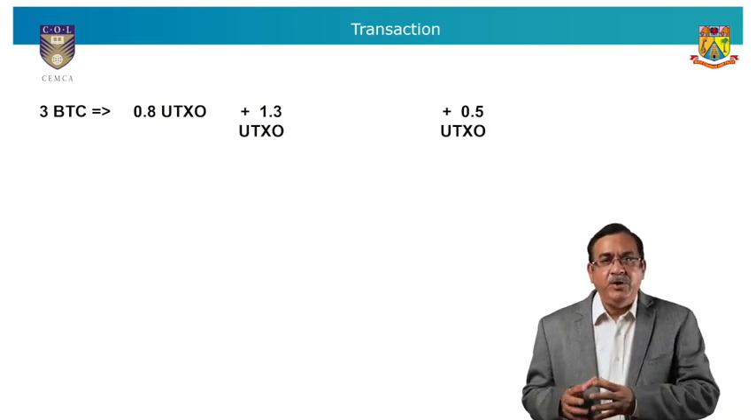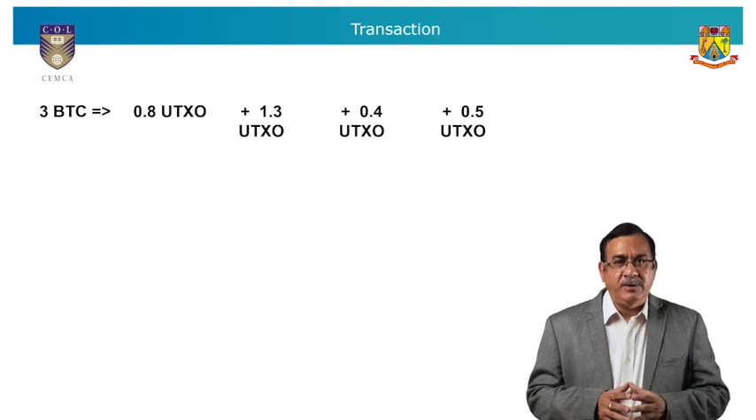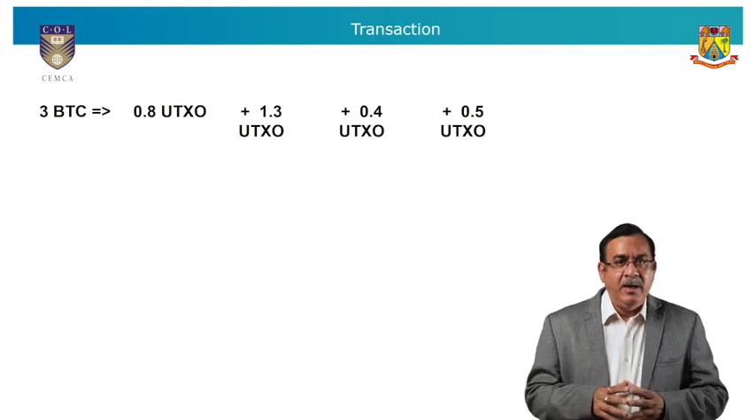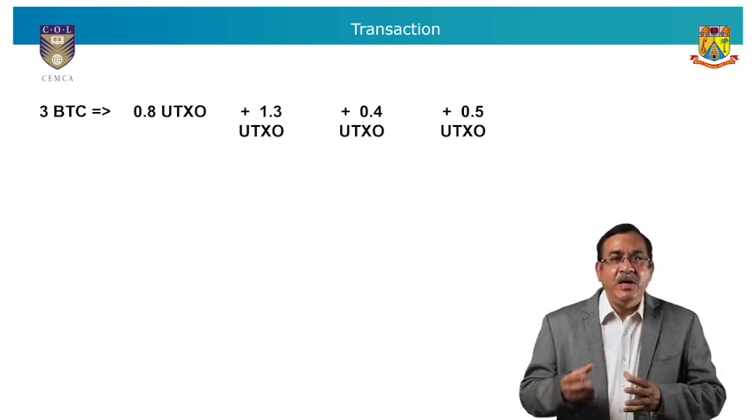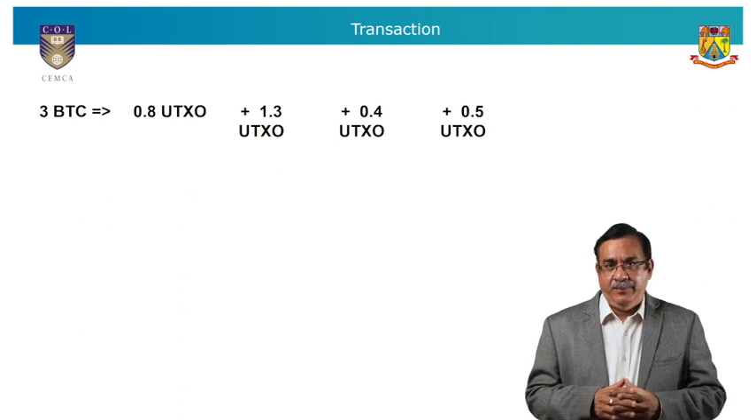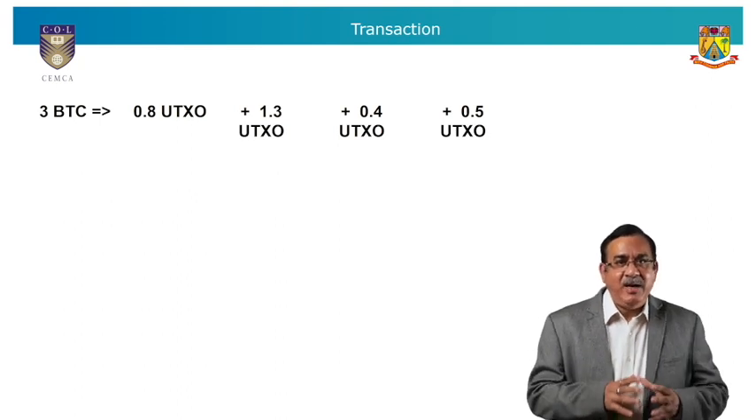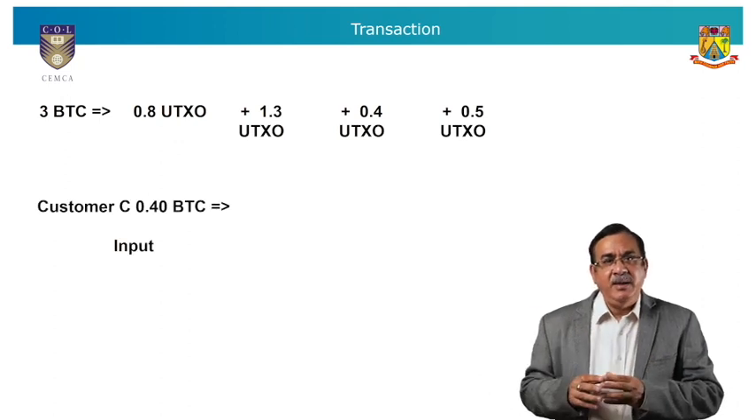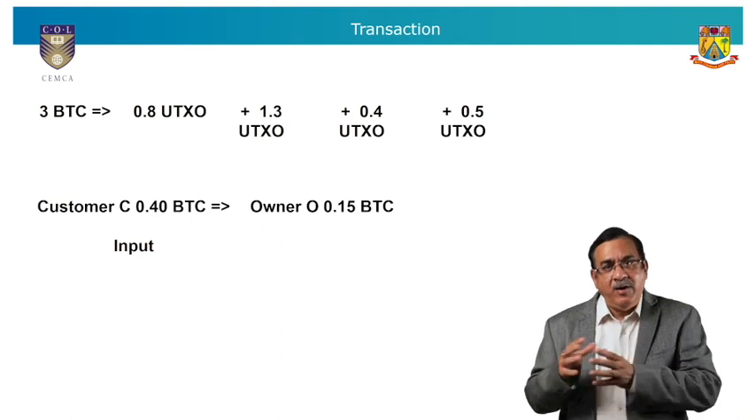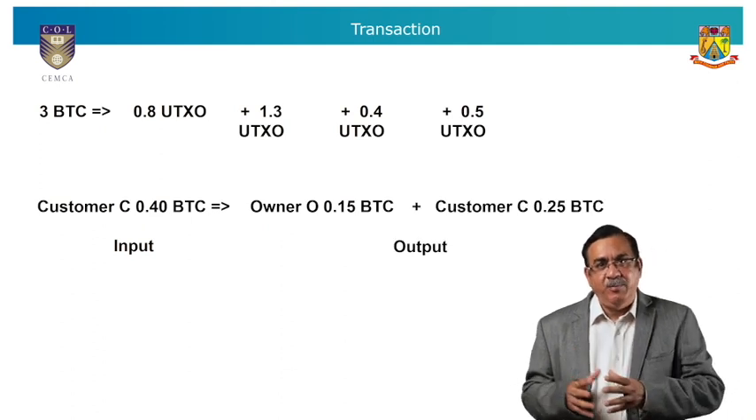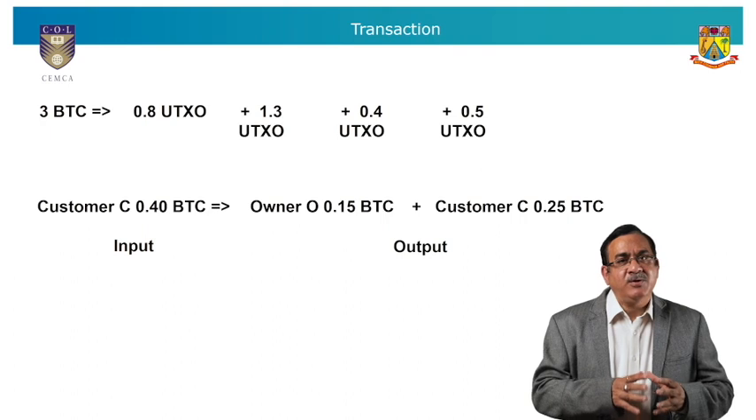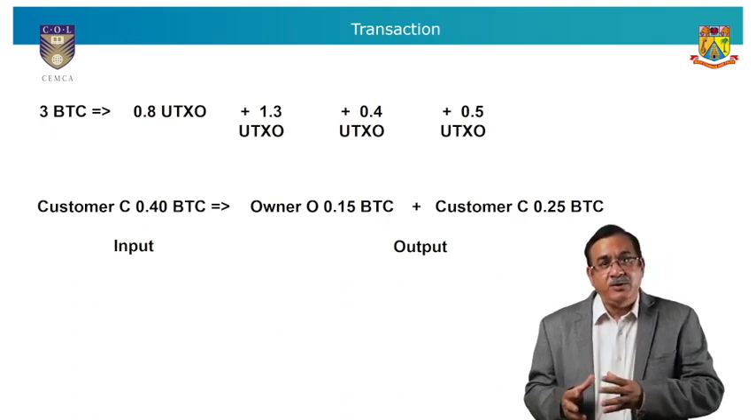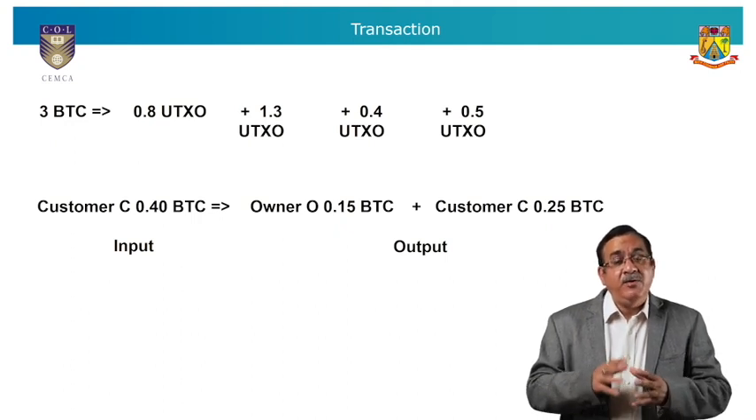Since C has 3 BTC and has to pay 0.15 BTC as payment, the transaction will consume the 0.4 UTXO and produce two outputs. One paying 0.15 BTC to owner O and another paying 0.25 BTC in change back to the wallet of C. This transaction can be represented as customer C 0.40 BTC going to owner 0.15 BTC plus customer 0.25 BTC. The UTXO consumed in a transaction are called the transaction inputs, and the UTXO created by a transaction are called the transaction outputs.